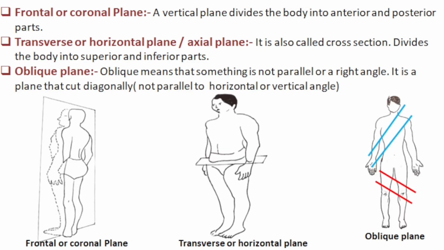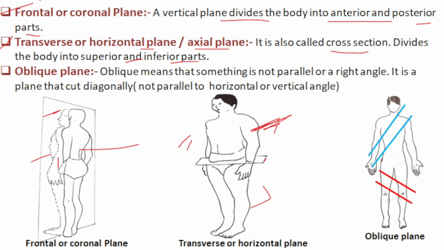Then frontal plane or coronal plane, a vertical plane that divides the body into anterior and posterior parts. You see in this picture that there is an imaginary line that divides the body into anterior and posterior parts. Then transverse or horizontal plane or axial plane. It is also called the cross section, and divides the body into superior and inferior parts. You see that this is the image of the transverse plane that divides the body into superior and inferior parts, where superior means the upper part of the body and inferior means the lower part of the body. So through the transverse plane, our body can be divided into two parts, superior and inferior.